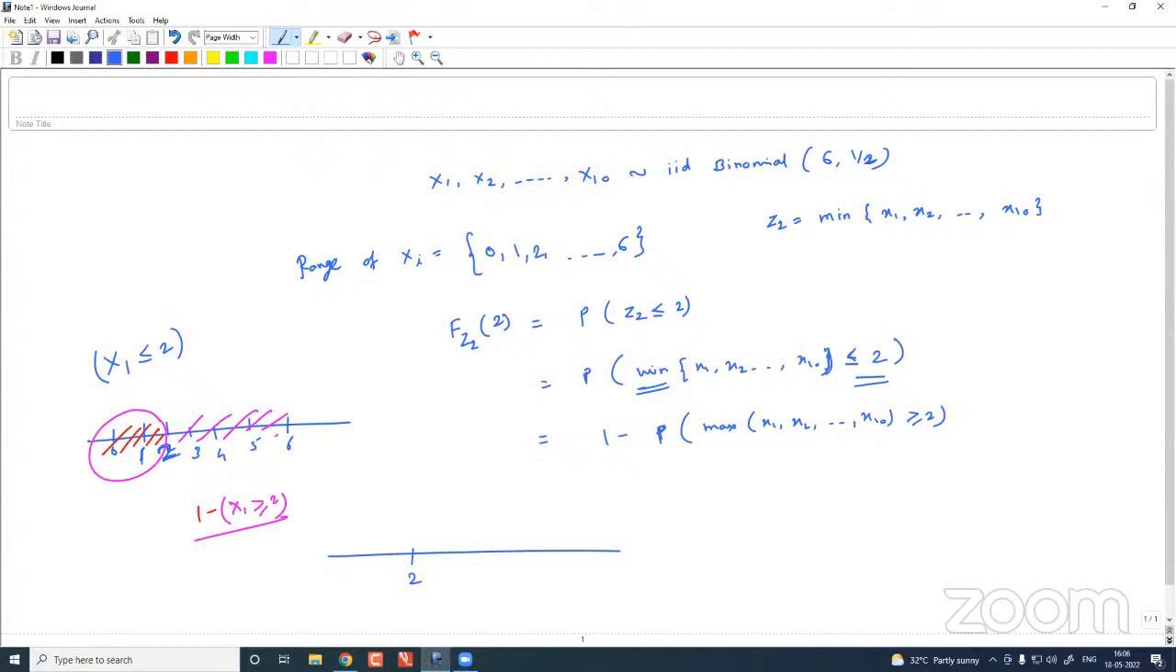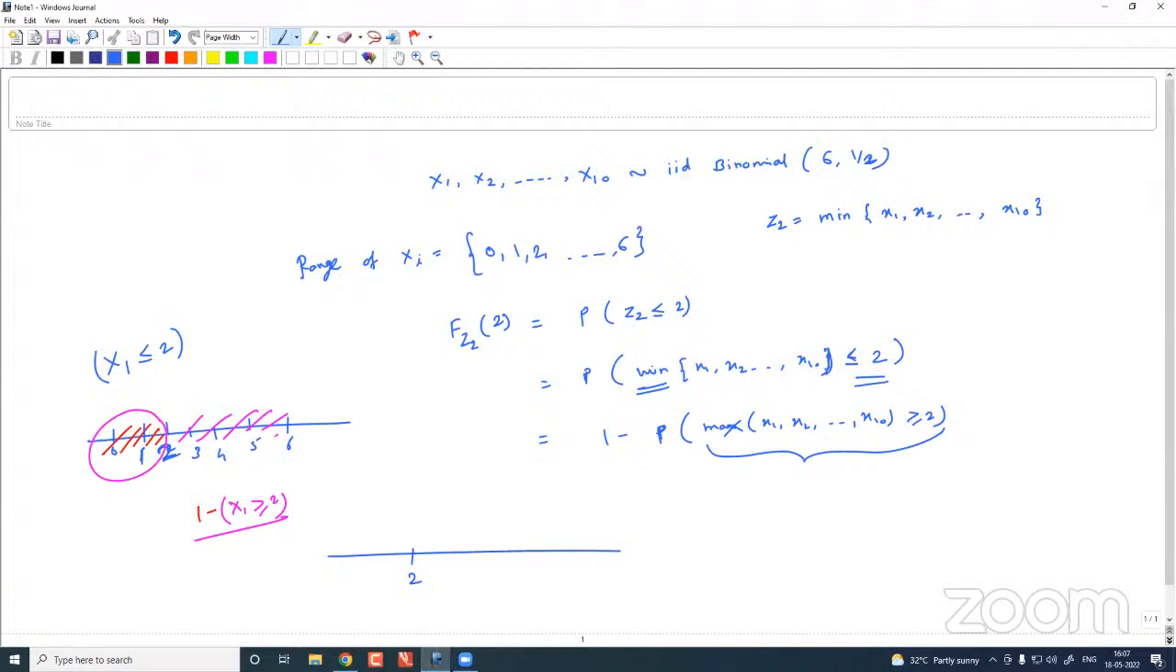So what does that mean? Max of what is this meaning? What is the meaning of this? Max of x1, x2 to x10 greater than or equal to 2? Everything is 2 or strictly less. Everything should be greater than or equal to 2, or less than 2. See, max of this means at least one of the random variables should be greater than or equal to 2, or all of them should be equal to 2.